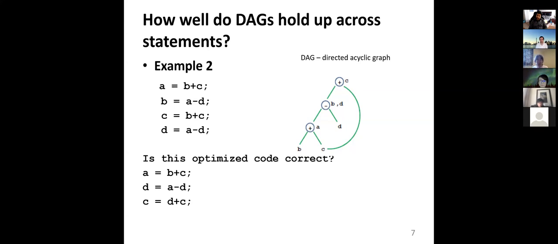Any opinions? Is this the right thing to do or not? I think in the end, in the original code, B was changed, but then in the optimized code, B still stays the same. Yeah, you're absolutely correct.